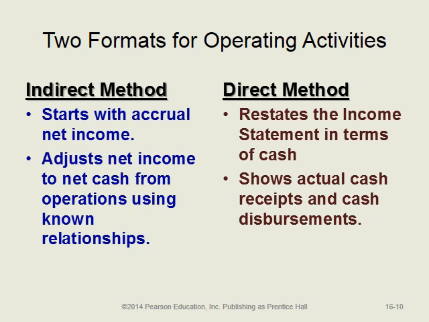Under the indirect method, you start with the accrual net income, then make adjustments to the net income to arrive at a cash income number. Under the direct method, we will restate the income statement as cash receipts and disbursements. This method will show actual cash receipts and cash disbursements related to the income generating process.